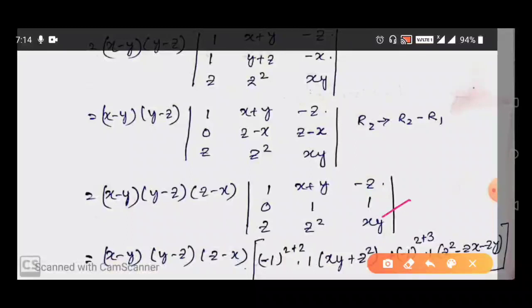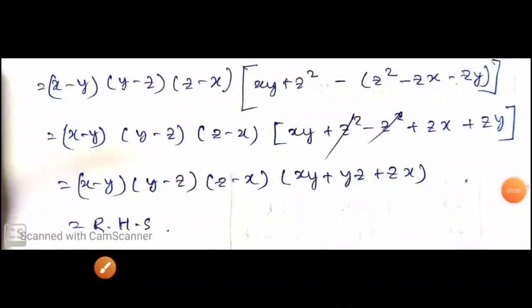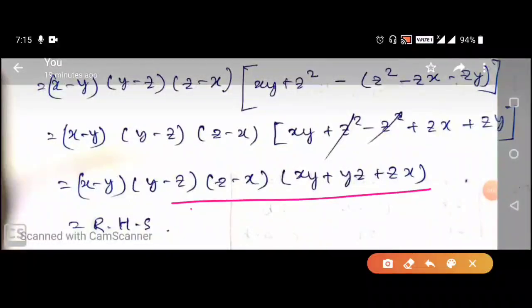And for this one we will write minus 1 to the power 2 plus 3, because it is in second row, third column. And after eliminating this row and this column, we will have z square minus zx minus yz. So here it is written. After doing the calculation, this is our answer and it is equal to RHS. So this is question number 9.